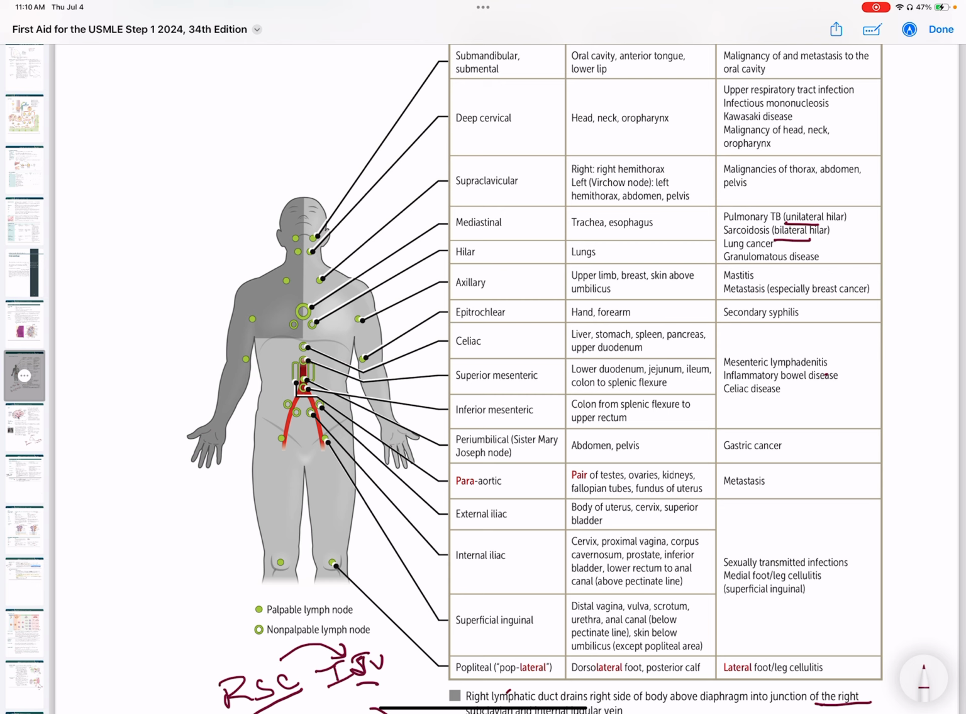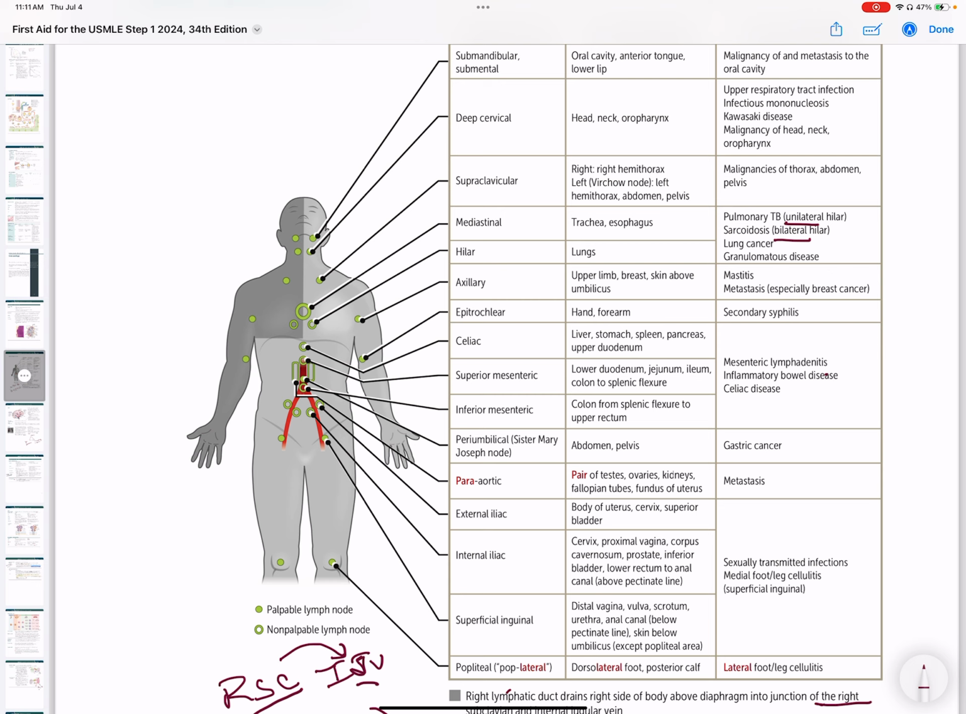And then we have the supraclavicular. Supraclavicular on the right side drains the right hemithorax. The left side is the left Virchow node, left hemithorax, abdomen, pelvis. Malignancies of the thorax and abdomen. Next we have mediastinal: trachea, esophagus. Then hilar is the lungs. These all have, like, pulmonary tuberculosis if it's unilateral hilar. Bilateral hilar is sarcoidosis. Then we have lung cancer, granulomatous disease.